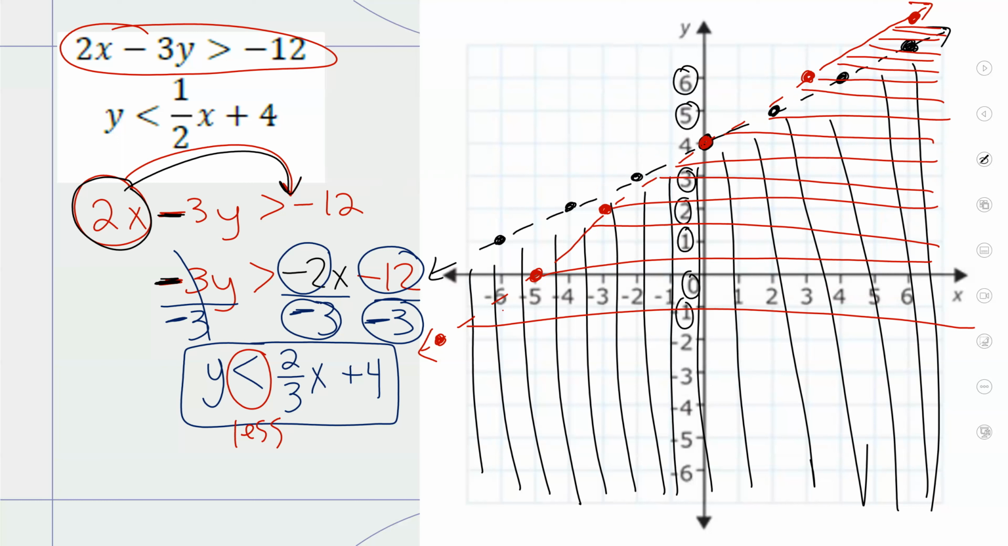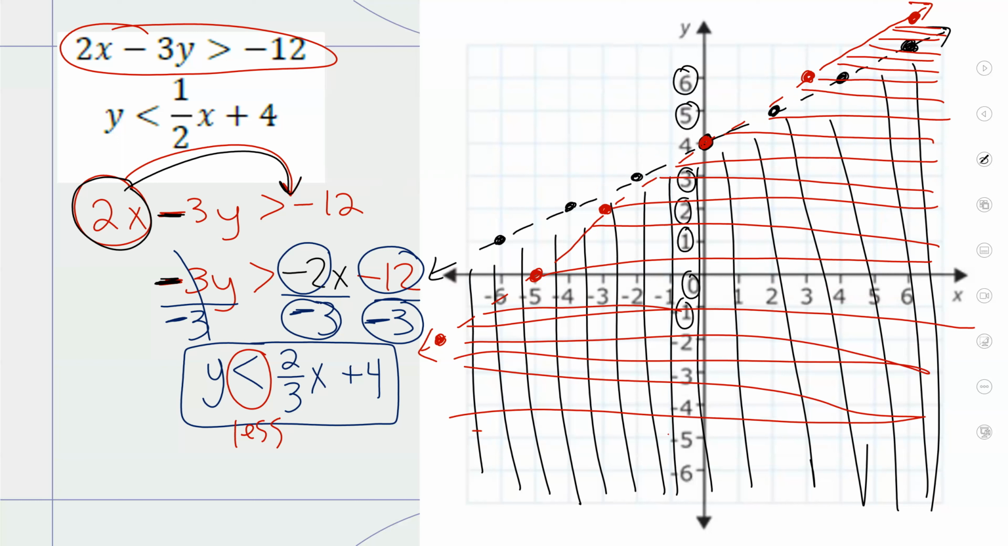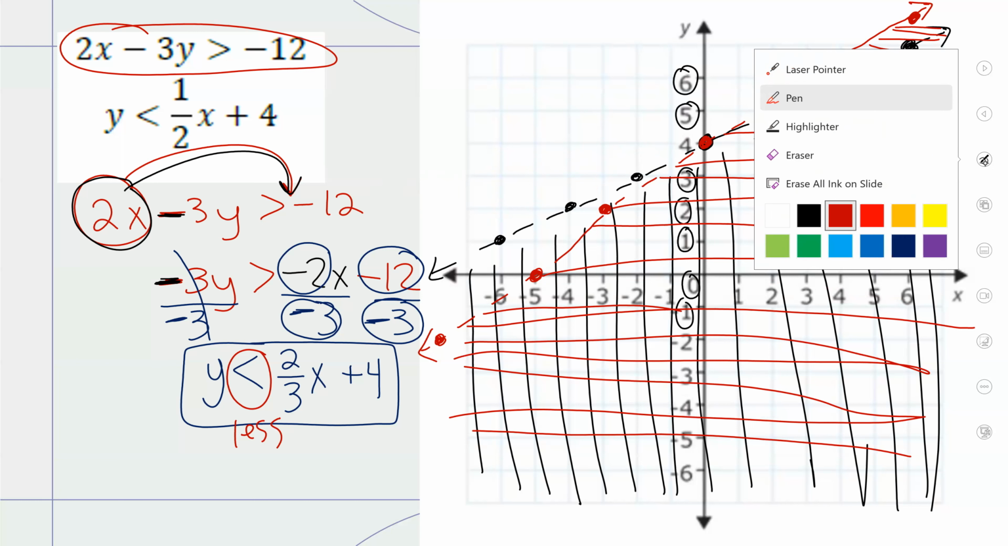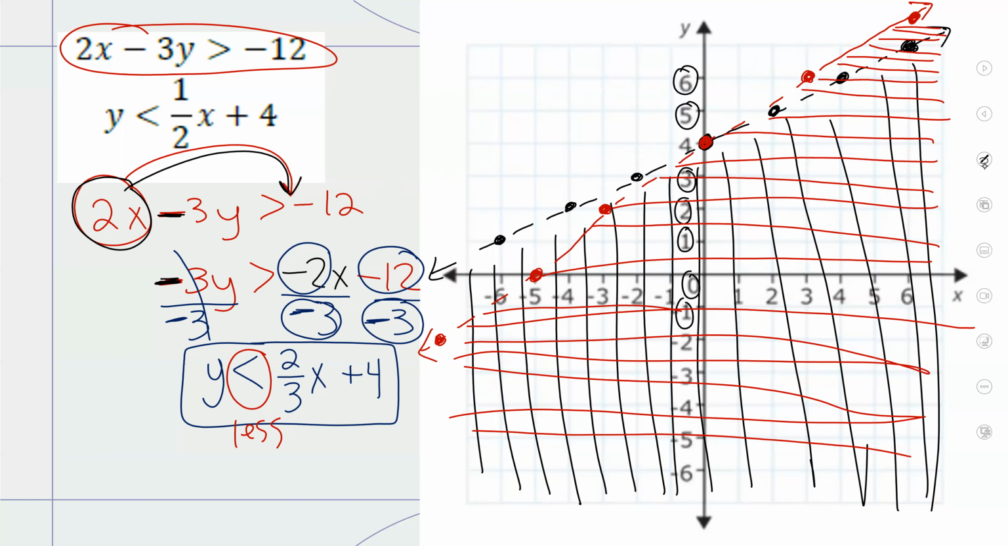I'm shading below this line. And let's look at the part that's shaded twice. I will highlight it for you. So it looks like this part is shaded twice. And then this part here is shaded twice. So this is the part that's shaded twice. So let's talk about what my solutions are.